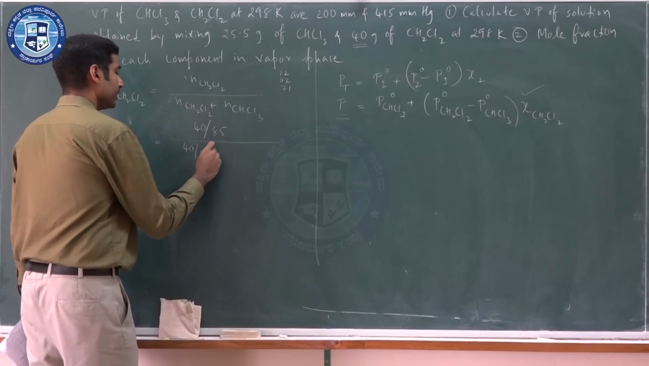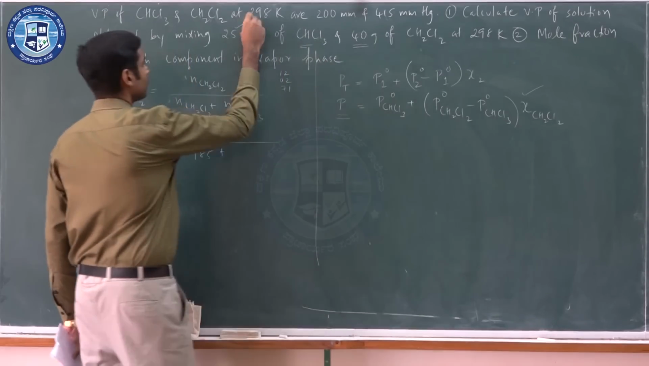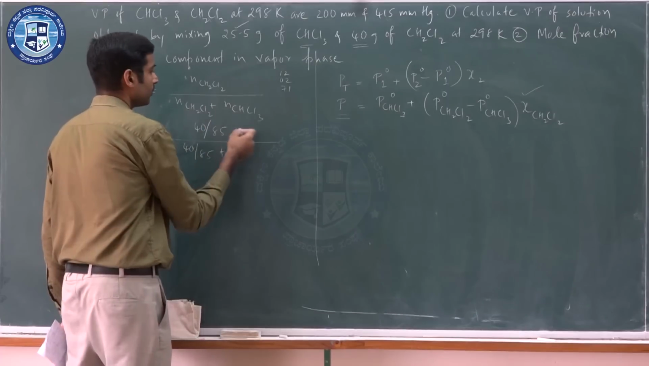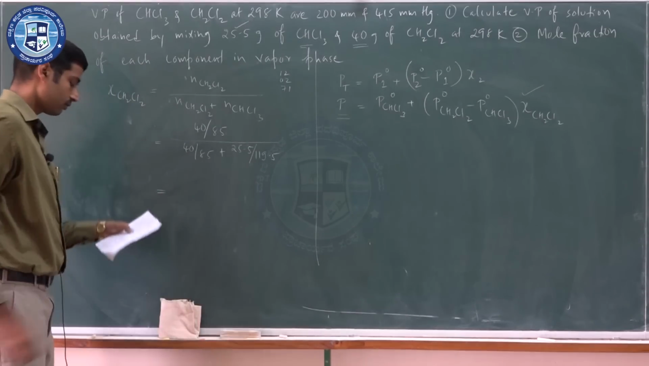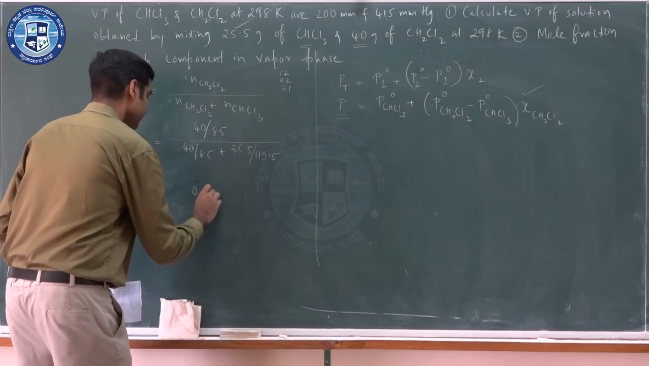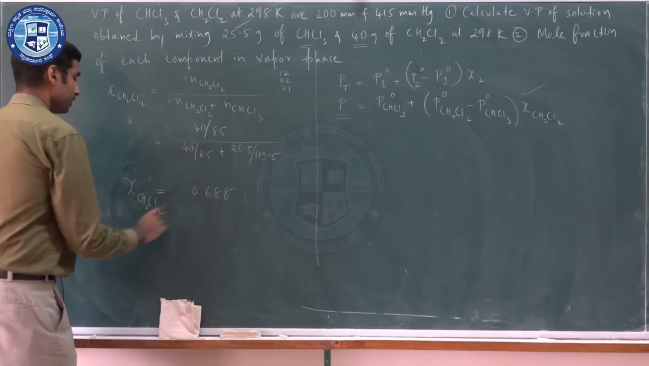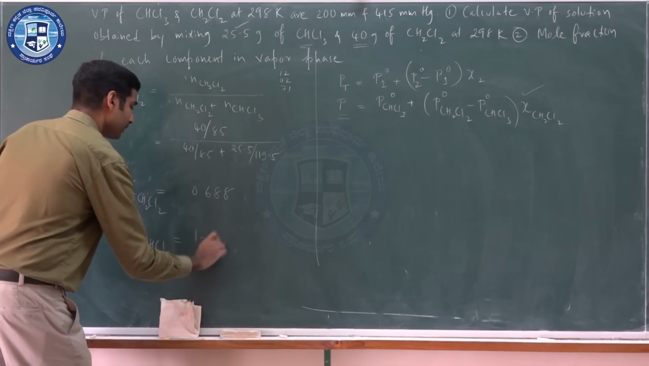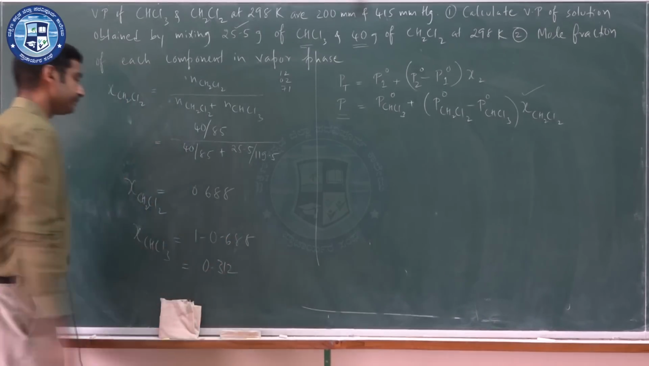Similarly, in the denominator, you have to get the number of moles of chloroform. Chloroform is 25.5. Just like I have calculated for dichloromethane, I will be able to calculate for chloroform as well: 119.5, and this value will be equal to 0.688. Now, if the mole fraction of dichloromethane is 0.688, the mole fraction of chloroform, CHCl3, should be equal to 1 minus 0.688, which can be calculated as 0.312.